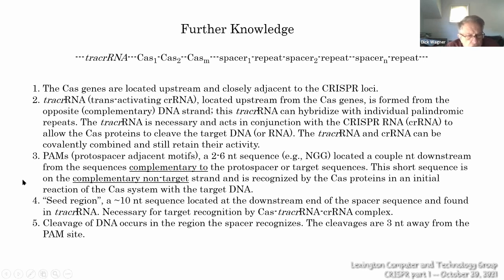The third region here is what's called a PAM. Okay, another acronym. It comes from protospacer adjacent motifs. That's what PAMs are. A PAM is a 2-6 nucleotide sequence, a very short sequence. An example I give here is NGG, where N stands for any of the four nucleotides, the individual nucleic acids. G, of course, is guanine.